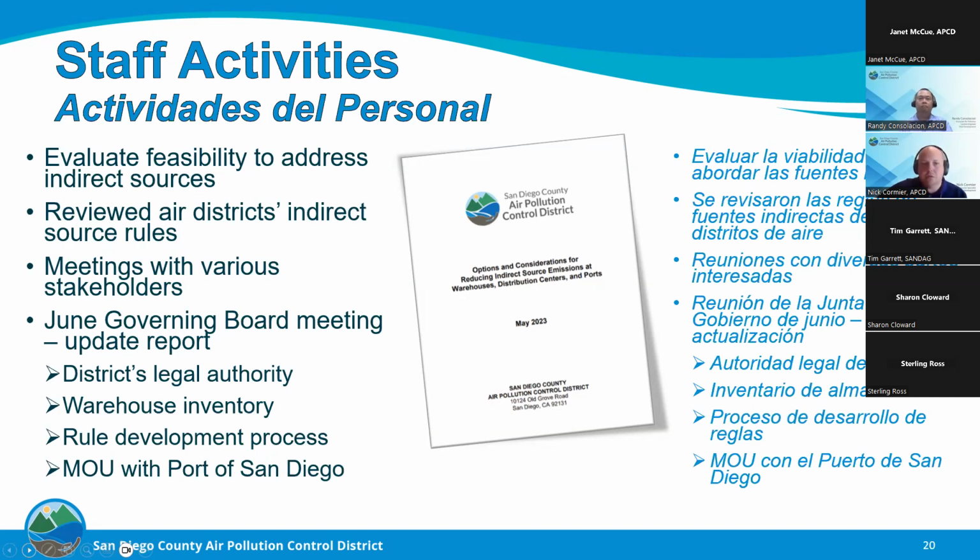internal district divisions. For the June 2023 Governing Board meeting, staff prepared a report entitled Options and Considerations for Reducing Indirect Source Emissions at Warehouses, Distribution Centers, and Ports. The report provided an update on staff's research and evaluation of the district's legal authority to regulate indirect sources, other California air districts' indirect source rules, warehouse inventory in San Diego County, an overview of the possible rule development process, and ongoing activities associated with a potential Memorandum of Understanding, or MOU, with the Port of San Diego.